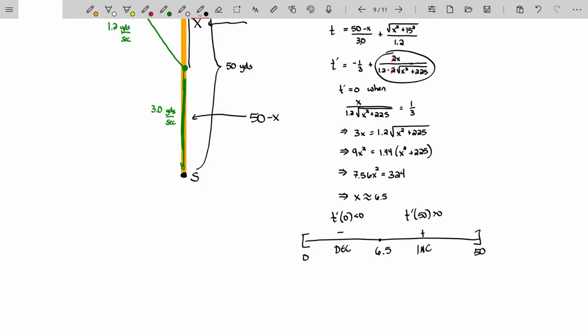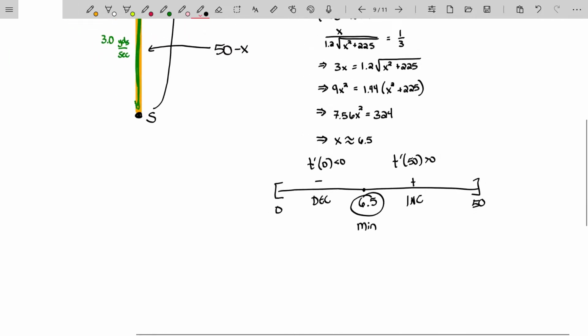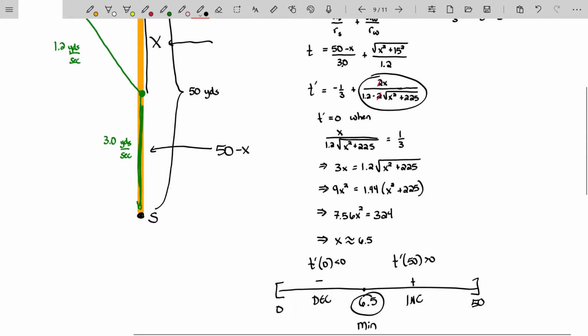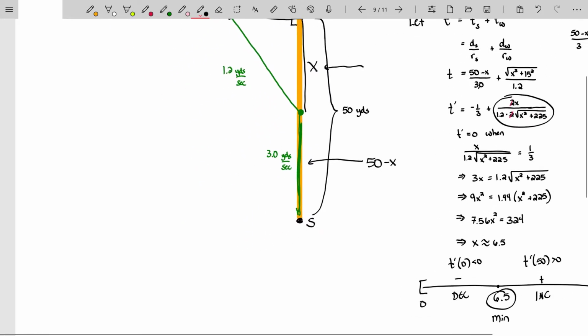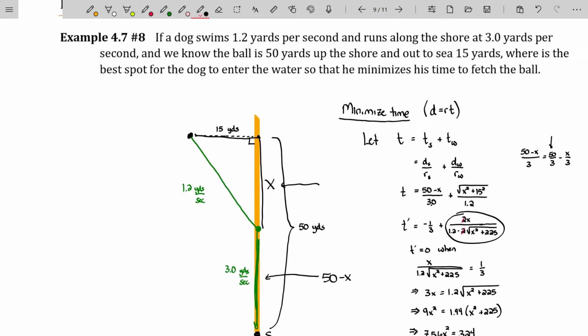So basically the time it takes is decreasing until you get to this x value right there, and at that point, it starts to increase. So this is the minimum amount of time. That's the best point to enter into the water so that the dog minimizes time. That's the best way to say that. So how are we going to say that in the answer? Where's the best spot?